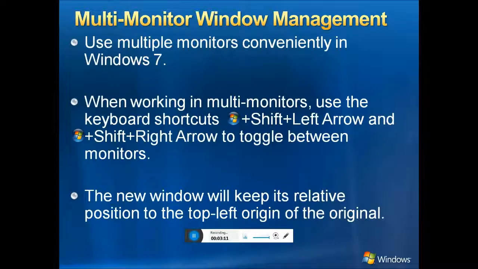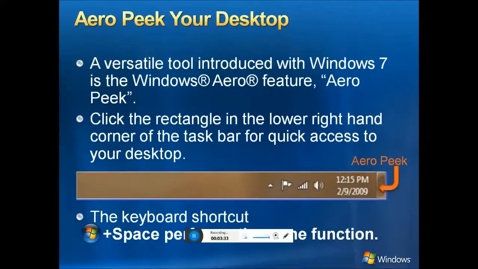Multi-monitor window management. When you work with multiple monitors, use the keyboard shortcuts Windows plus Shift plus left arrow and Windows plus Shift plus right arrow to toggle between monitors. The window will keep its relative position to the top left of the original.